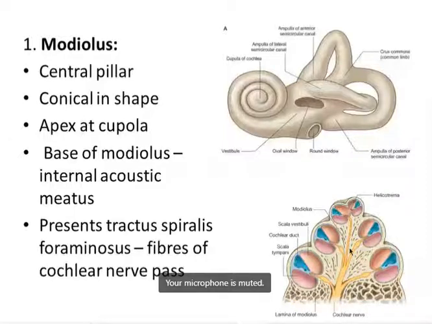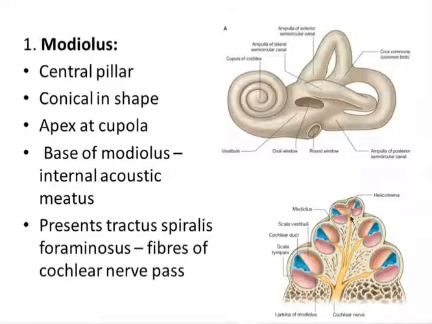So this is the central pillar, right? So this is the modiolus. It is conical in shape. Whenever you say it is conical in shape, it has an apex. So this is the apex, and the apex is known as the cupola. So this is the cupola, and this is the base of the modiolus.